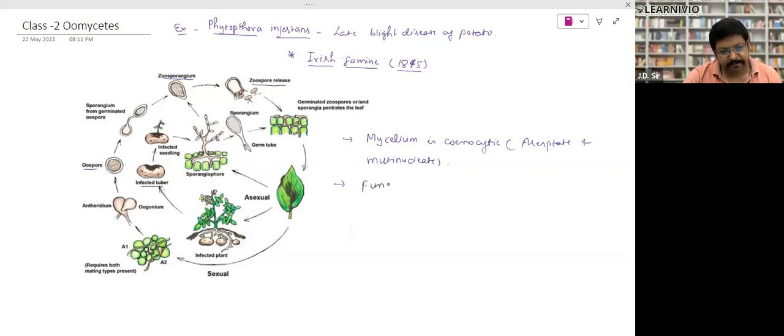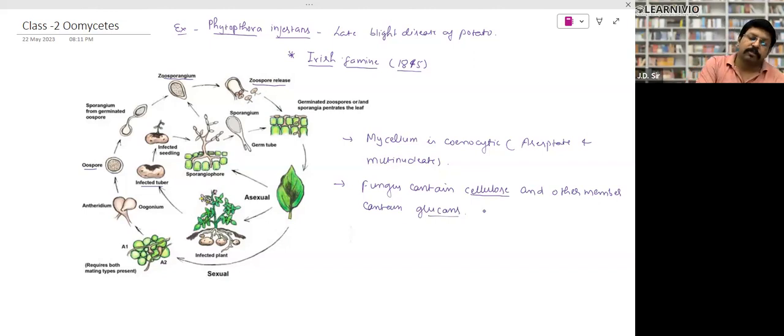What is the second one? The fungus contains cellulose. That is important. Some of the fungus, an exception, contain cellulose, meaning their wall is made up of cellulose. Other members contain glucans. So sometimes they contain cellulose and glucans as well, while mostly fungi are made up of chitin, right? The fungal cell wall here is made up of cellulose and glucans.